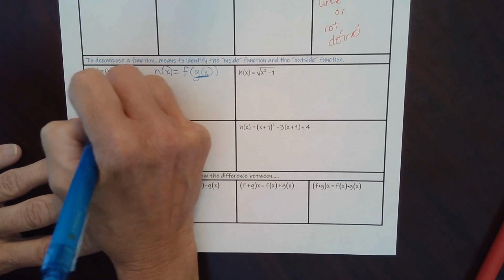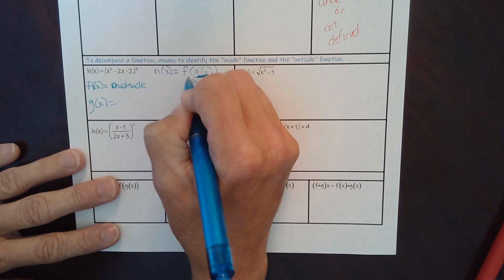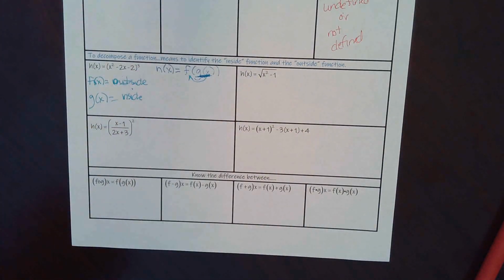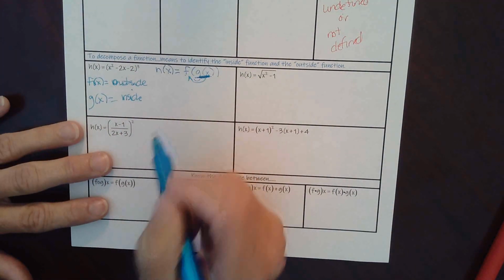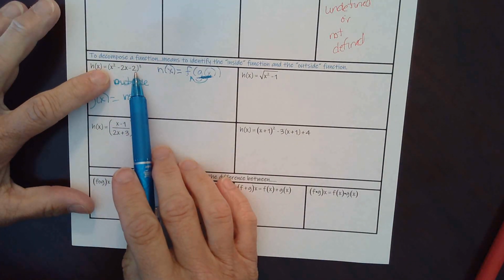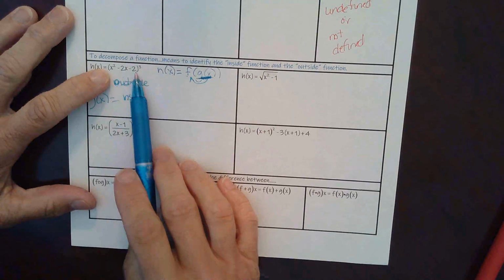And g of x is the inside function. g of x is inside of f. So I had to fix that. Okay, well, let's look at this. When you look at this expression, what function is inside of another?